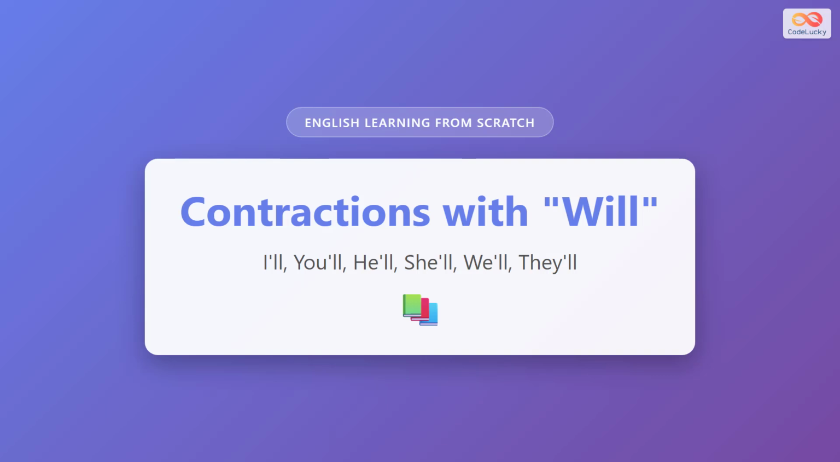In this lesson, we will explore contractions with the word will. Contractions are short forms of words that make our speech more natural and casual. Let's learn about the 6 main contractions used with will: I'll, you'll, he'll, she'll, we'll, and they'll.